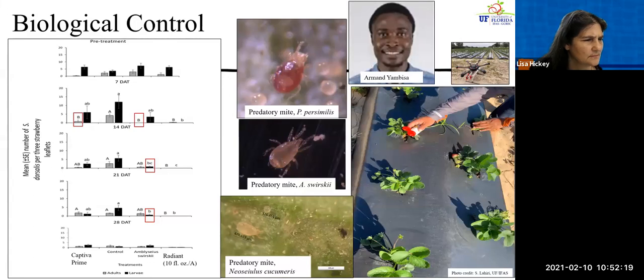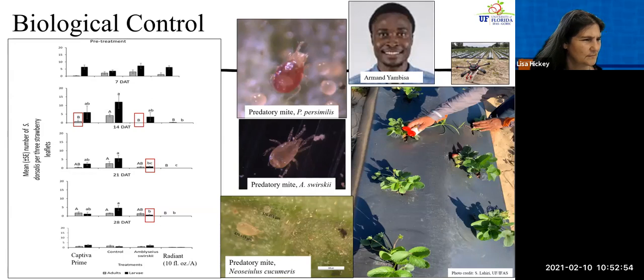What we found from the study was that 7 days after treatment, both the Captiva Prime and the predator Amblyseius swirskii were equally effective in suppressing the adult chili thrips populations as the Radiant was. And then the predator actually continued to suppress the larval chili thrips population through 21 days after treatment. And this suppression was as good as the suppression seen in plants that were treated with Radiant.